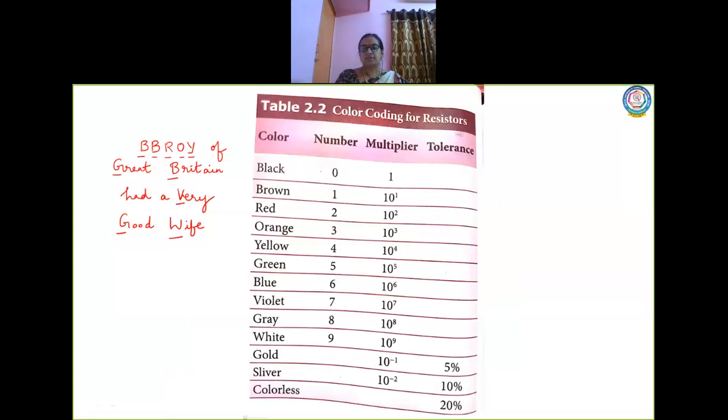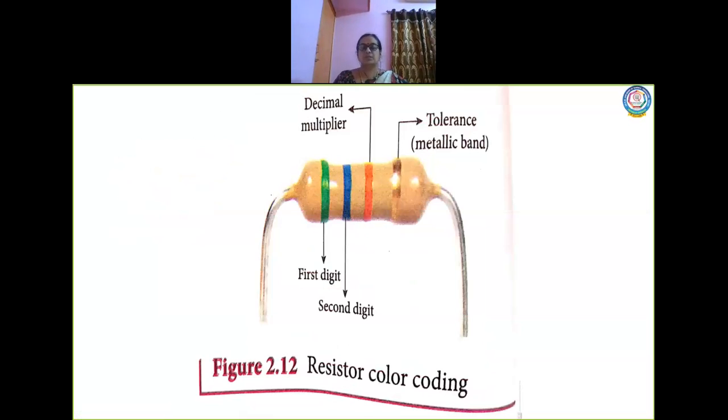Okay, now let me explain to you how to find out the resistance of a particular carbon resistor. Hope you remember this sentence, children. B B Roy of Great Britain had a very good wife. Remember this. Okay, now with this we will go to find out how the resistance of a resistor can be determined. Look at this. Now this is how the resistor will be.